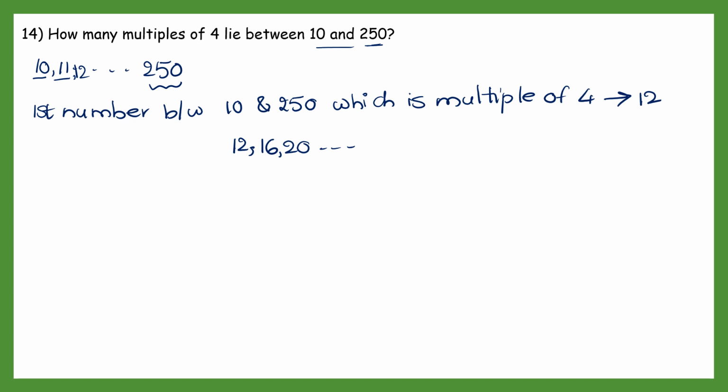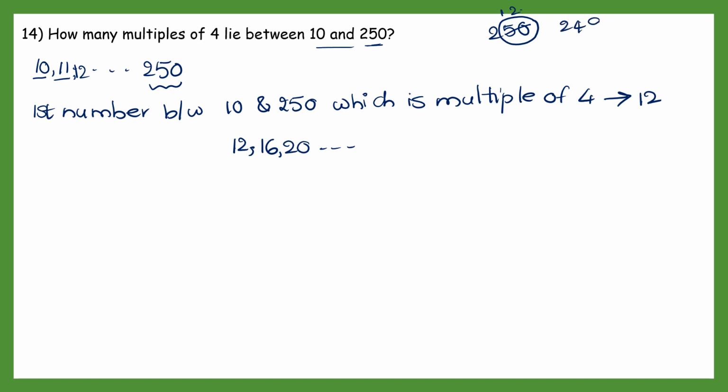So is 250 divisible by 4? What is the divisibility rule of 4? The last two digits should be divisible by 4, then the entire number will be divisible by 4. Is 50 divisible? Let's see. 4 ones are 4, you get 10. 4 twos are 8, so you are left with 2. 2 will be the remainder. So 250 is not divisible.